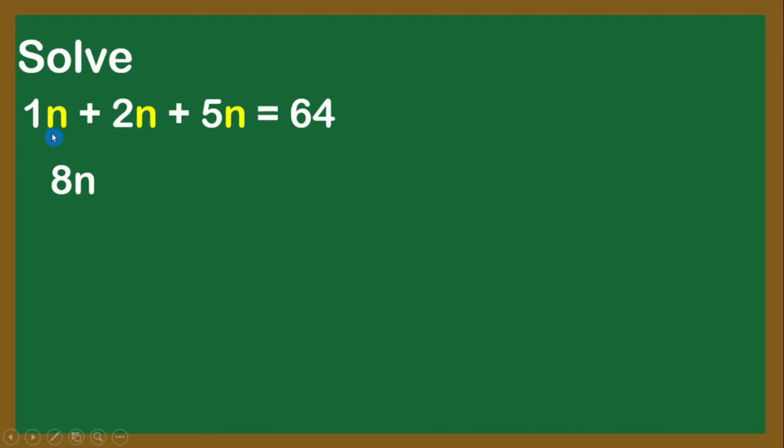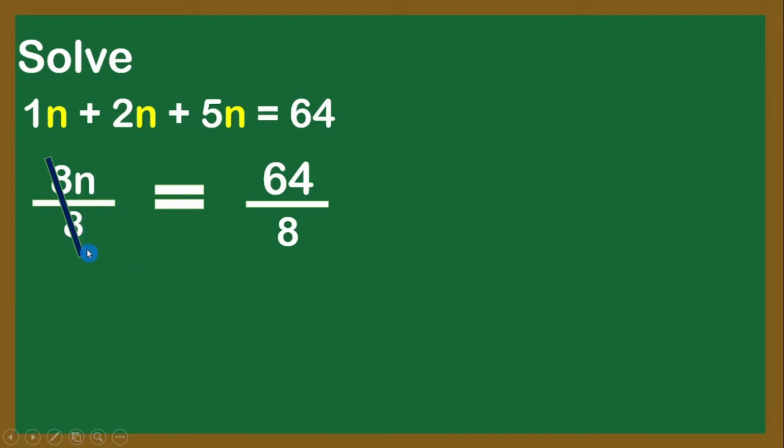So 1n plus 2n plus 5n is 8n. That is equal to 64. Now let us find the value of n, or the common factor. So let us divide 8n by 8, and also we will divide 64 by 8. So that 8 divided by 8 will give us n. Then 64 divided by 8 will give us 8. Therefore, the common factor here is 8, or n is equal to 8.